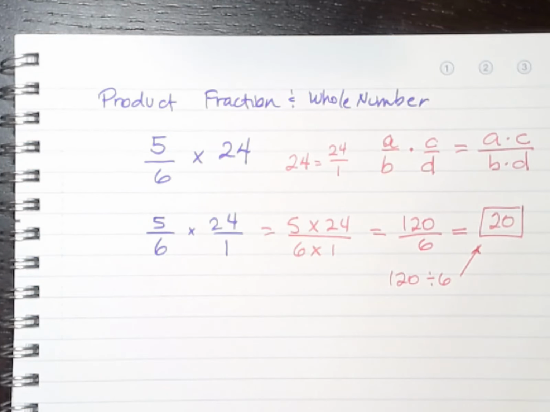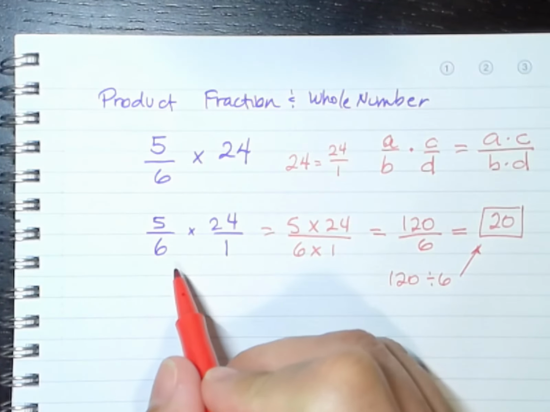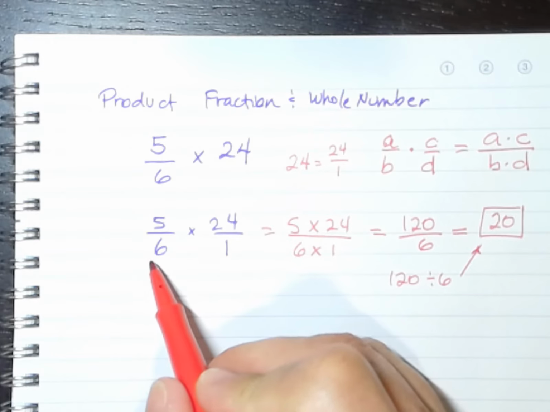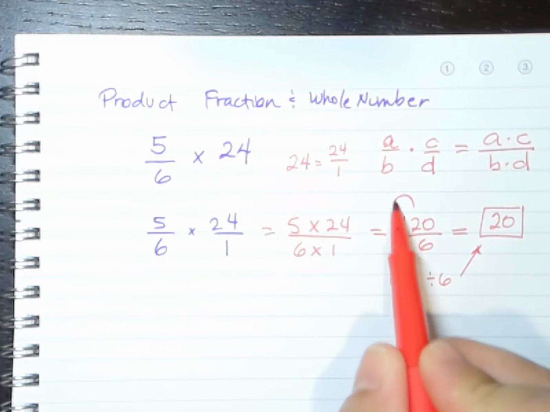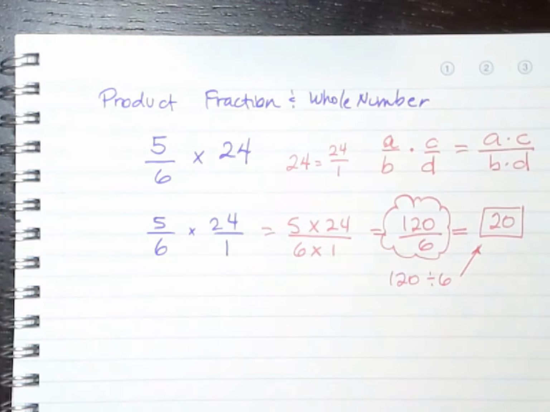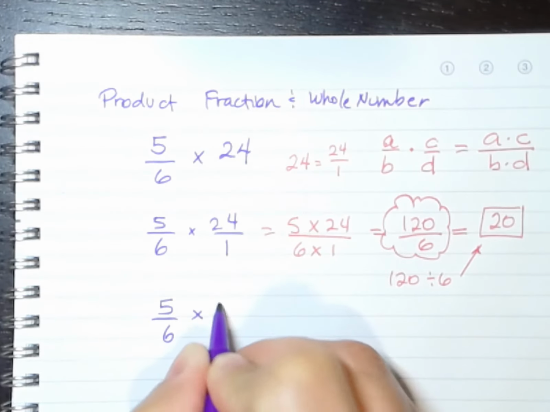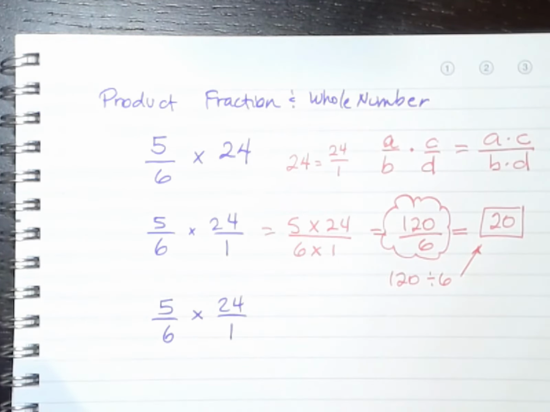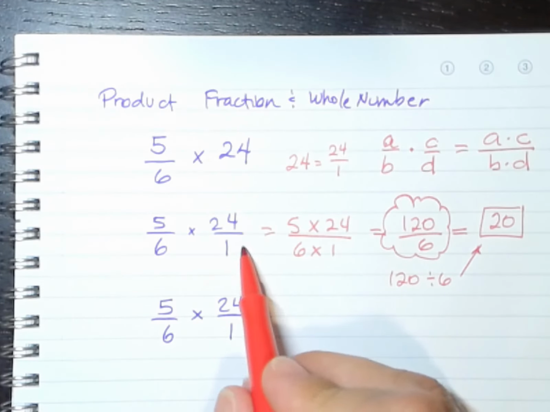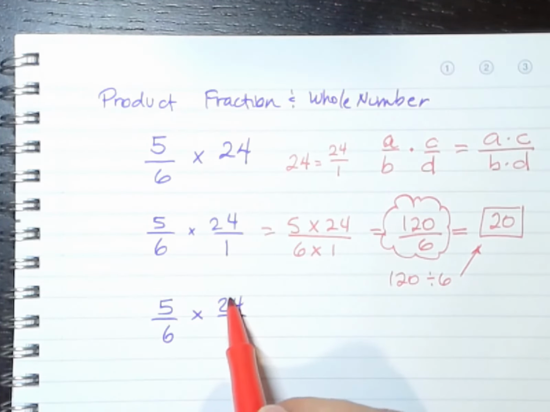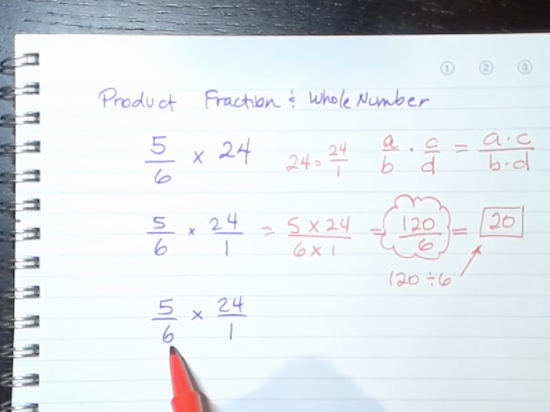Now you're going to notice in ALEKS, on a problem like this, they're not going to give you the calculator button to use. So what they're going to do instead is some simplifying so that they don't get these big numbers like 120. So I could take this same problem, 5 over 6 times 24 over 1, and I can divide. See how I said this was divide? A fraction is divide. This is 24 divided by 1. This is 5 divided by 6.